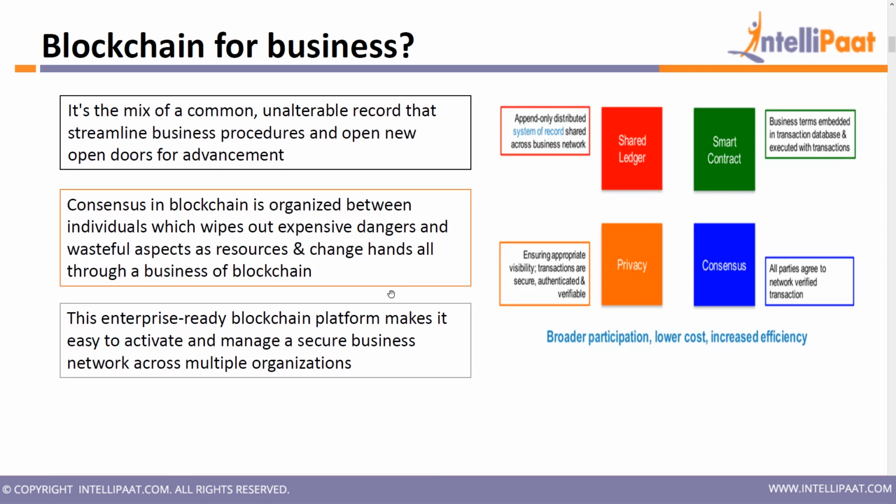That means it cannot be repeated or doubted later on. Okay, so when you are building this smart contract, you need to inherit all the logic and business needs that you want to be incorporated during validation of any transaction. Now, privacy. Ensuring appropriate visibility, transactions are secure, authenticated, and verifiable.